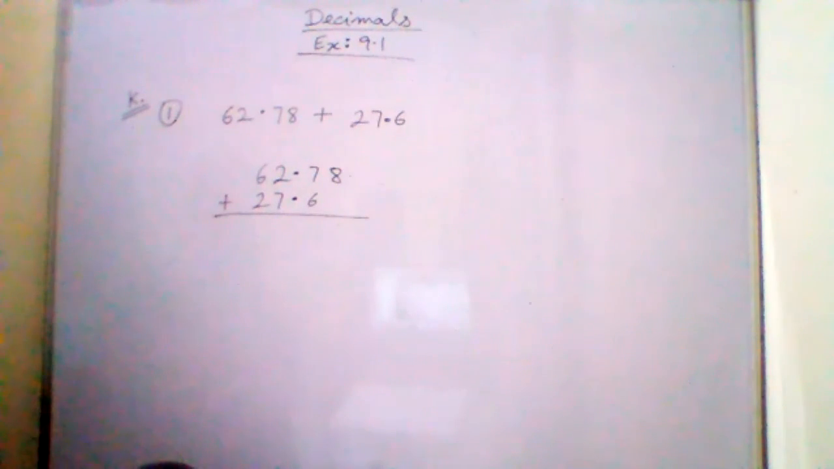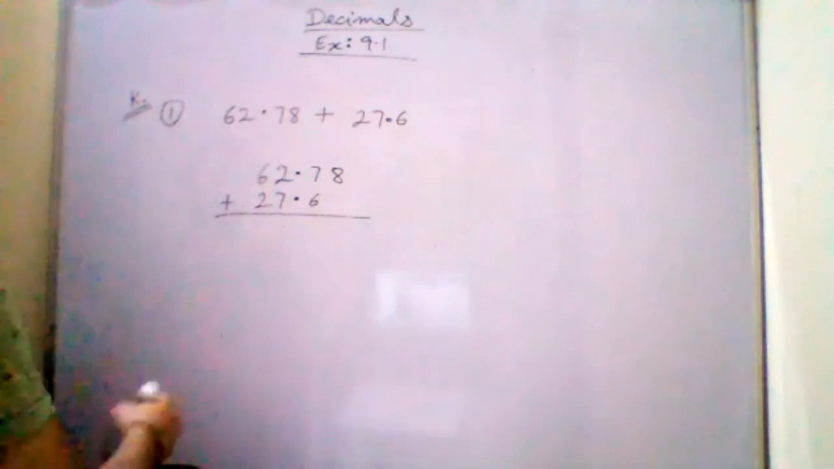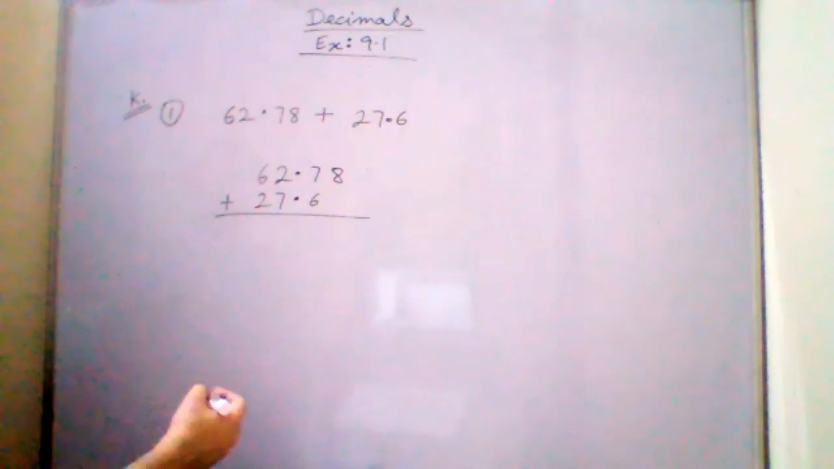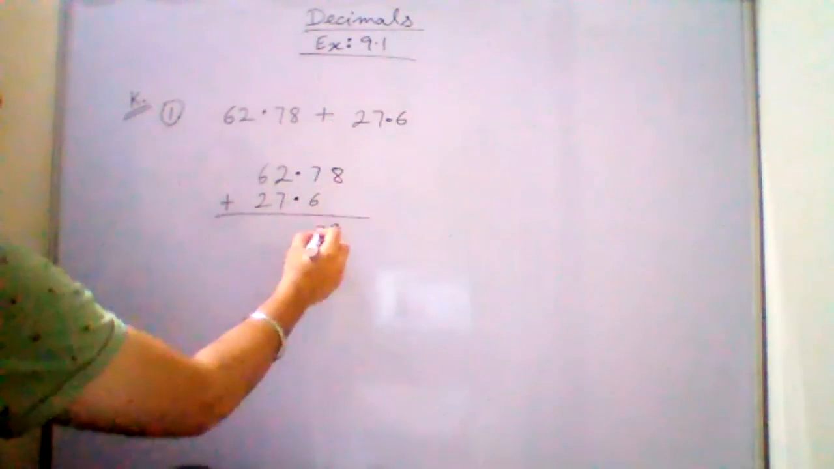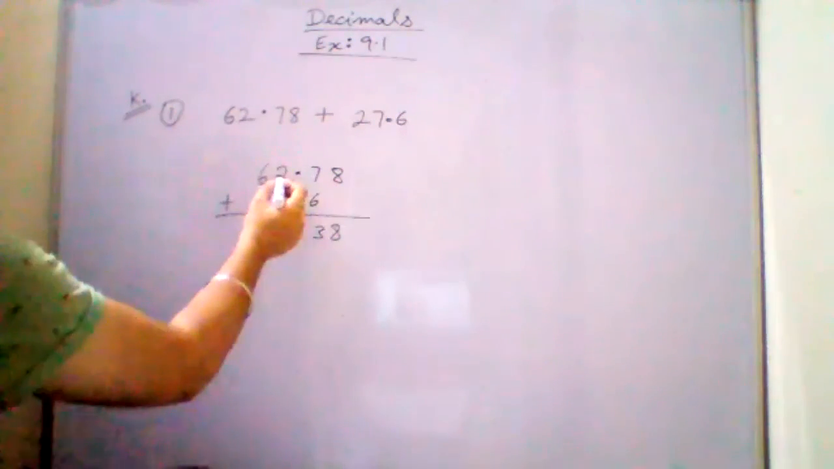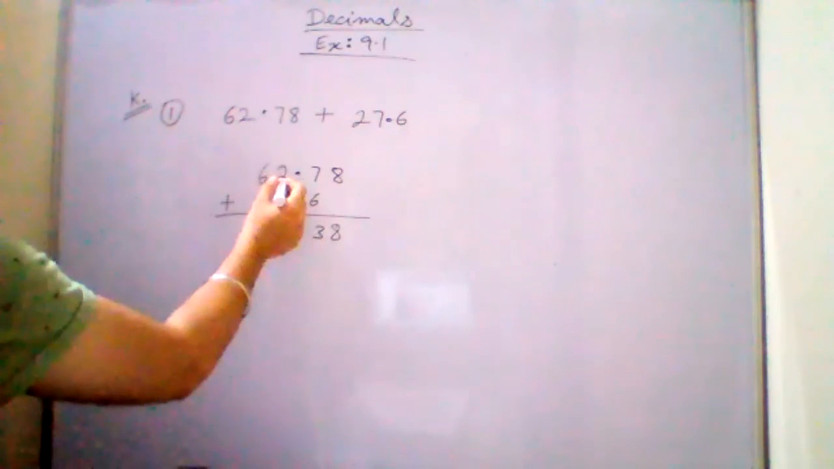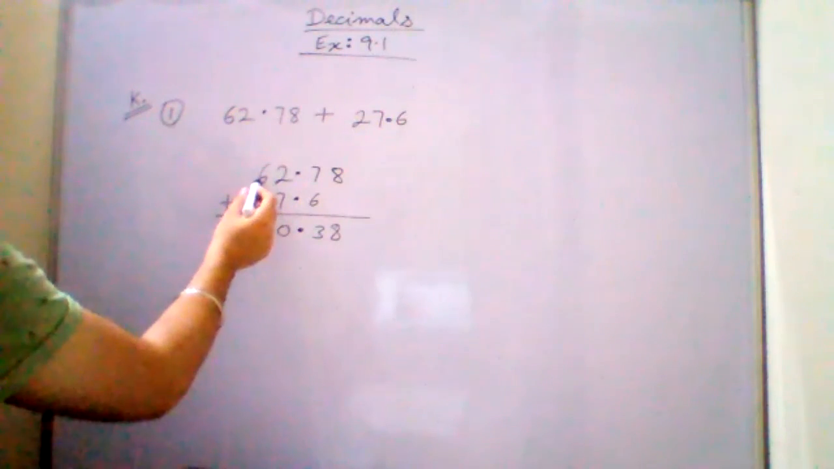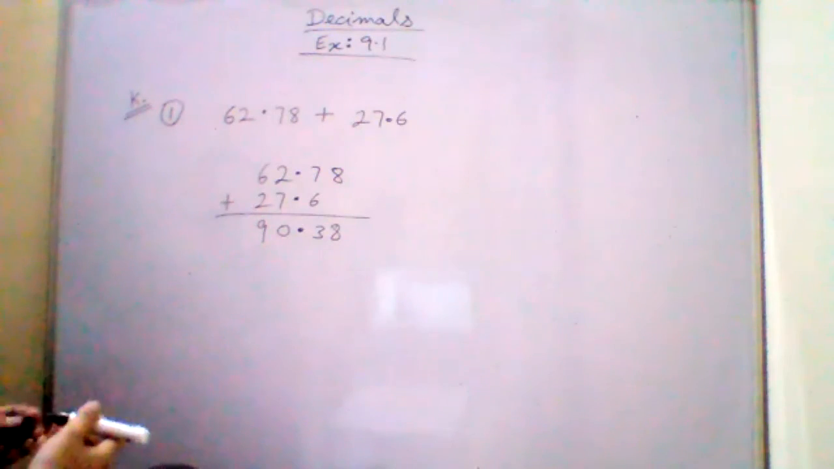Sir, I have done K and L also. Okay. So this is how you add them. Decimals should come under each other. So 8, 7 plus 6 is 13, 3 and 1 carried. 1 plus 2 is 3, 3 plus 7 is 10, write 0, then 1 carried again. Write the decimal first. 1 plus 6 is 7, 7 plus 2 is 9. So the answer is 90.38, the first one.